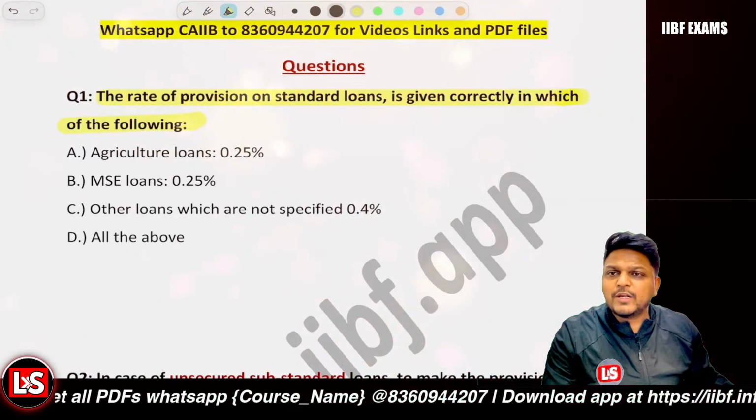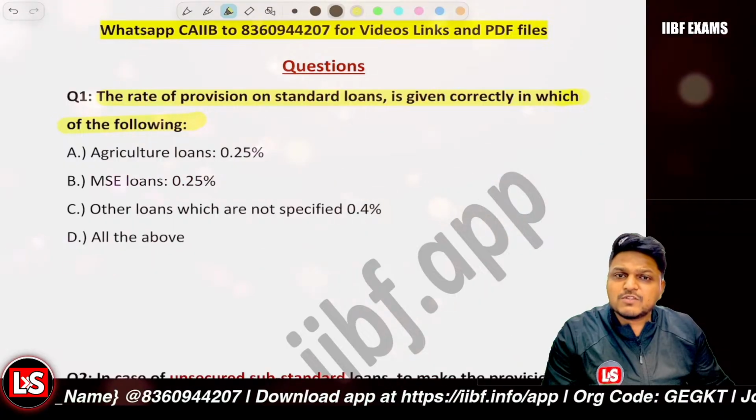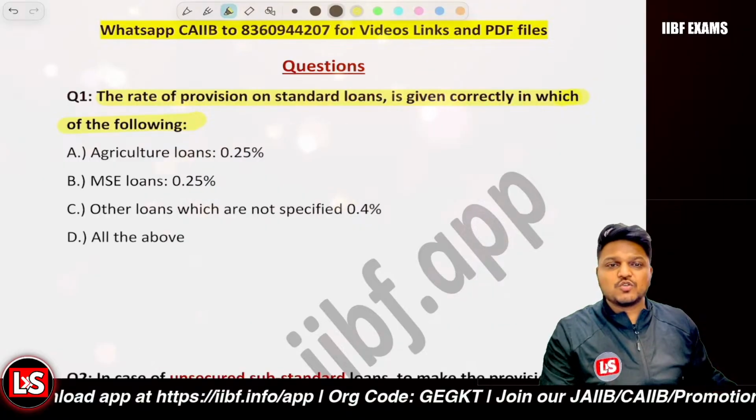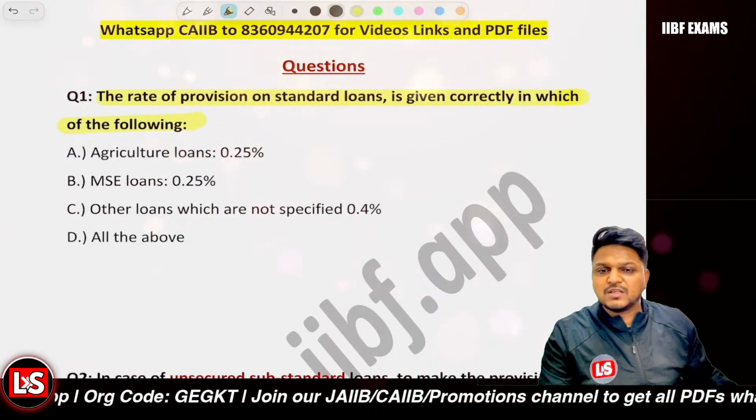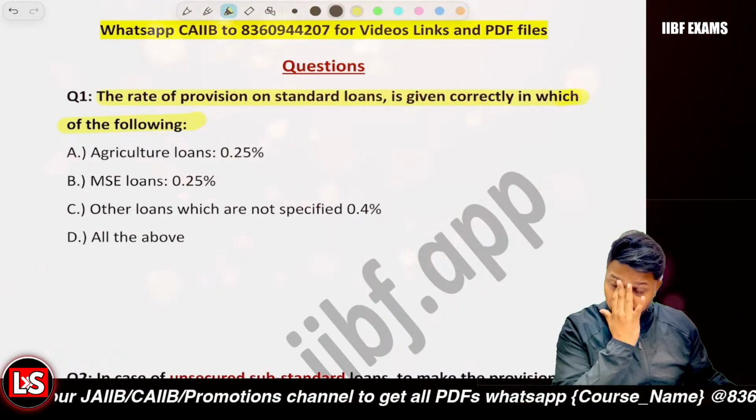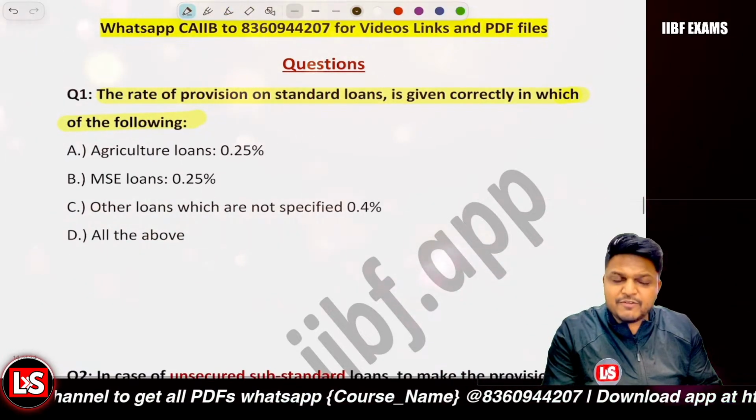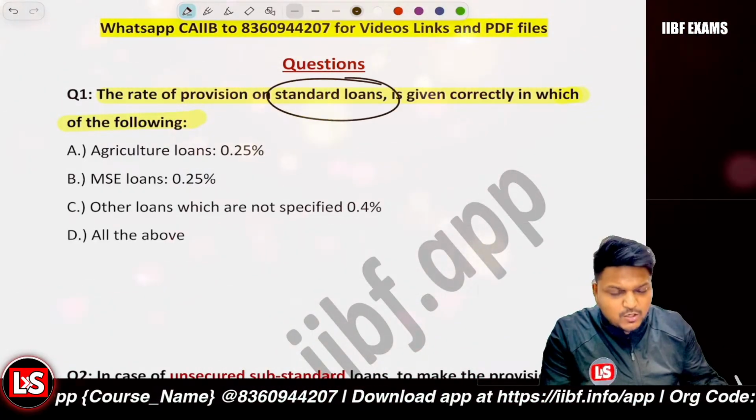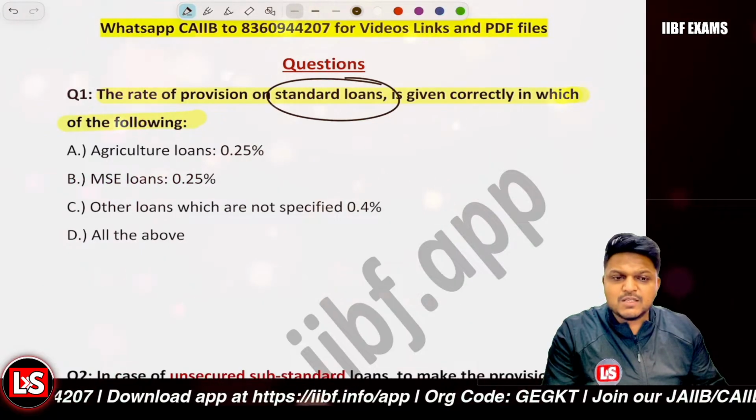Agricultural loan, it is 0.25%. MSME loans, it is 0.25%. For other loans which are not specified, 0.4%. All of the above. So which one would be the correct answer? Question number 1, which one is the correct answer? I've already told you the provision which is to be maintained for the different categories of standard loans. So what will be the answer here?